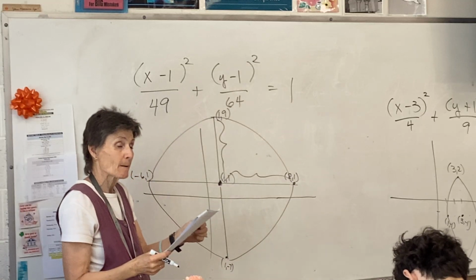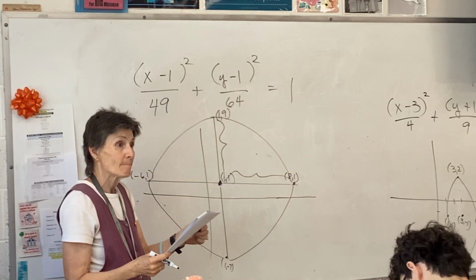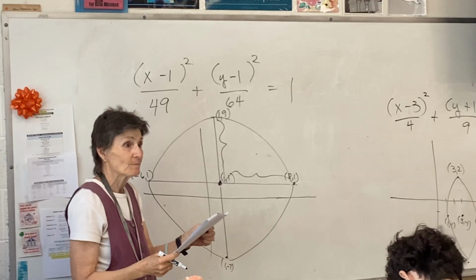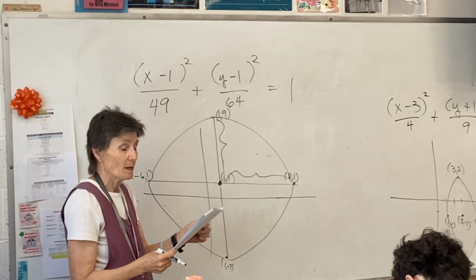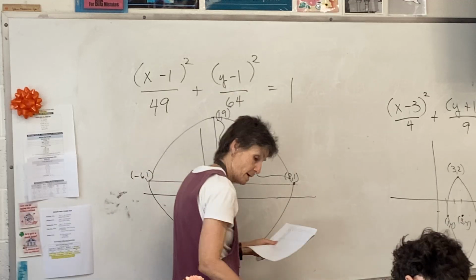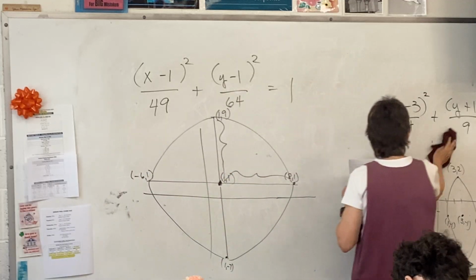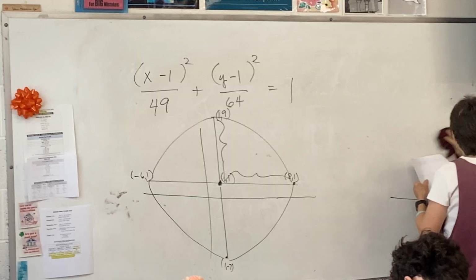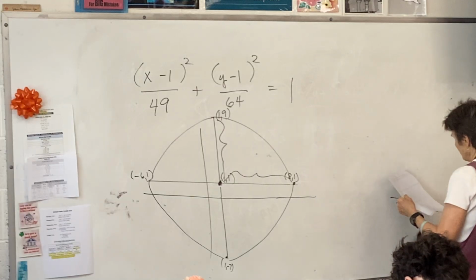Declan? Is the right side of the equation always going to be a 1? Yes, for the hyperbola also. Ellipse and hyperbola, yep. But we're not ready for the hyperbola yet, we have one more. Find the center and vertices of this.